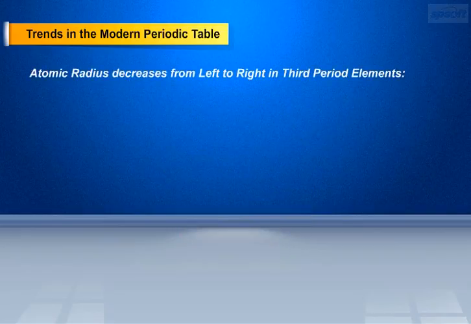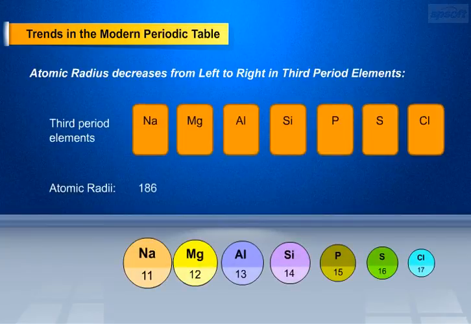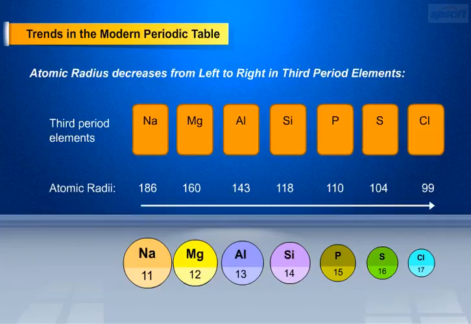Decreasing of atomic radii from left to right in third period elements. The atomic radius of sodium is 186. Magnesium is 160. Aluminium is 143. Silicon is 118. Phosphorus is 110. Sulfur is 104. Chlorine is 99. As the atomic radii decrease from left to right in third period elements, the size of atoms decreases.